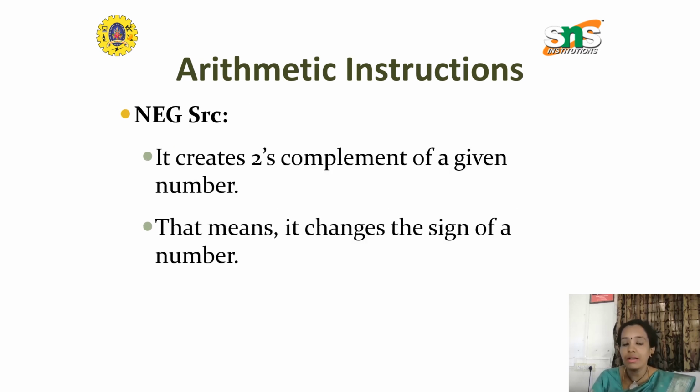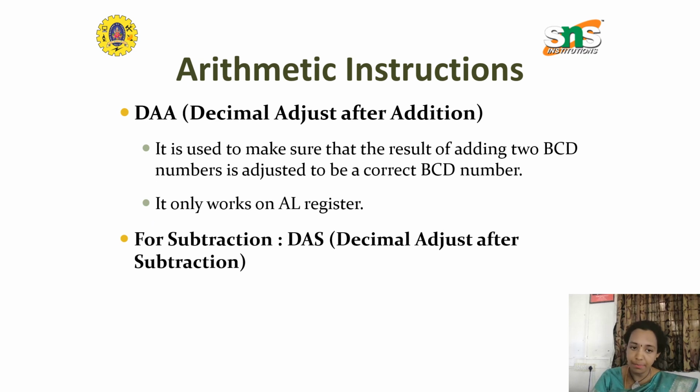NEG is the complement instruction, which I told you about before. It creates the two's complement of the given number. If we have 100, then the one's complement of 100 is determined, which is the reverse, 011, and then 1 is added to it. That is NEG, which is complementing.